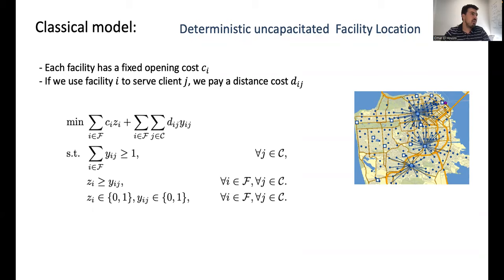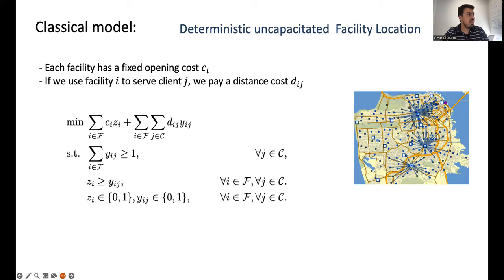When I say deterministic here, there is no uncertainty. The uncapacitated facility location problem is the problem where each facility has a fixed cost, which I will denote here by c_i. Once you open the facility, there are no capacities, in the sense that the facility can serve any number of clients. This is the most classical facility location problem, and it can be formulated as the following integer program.